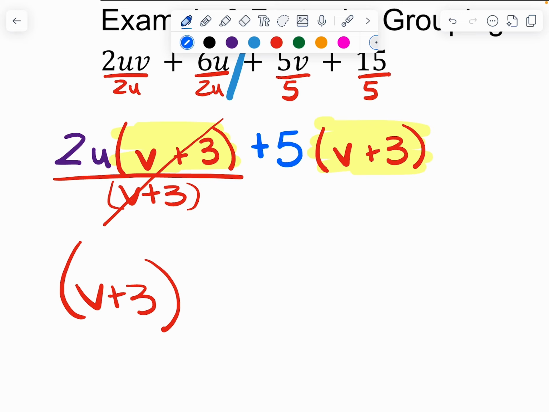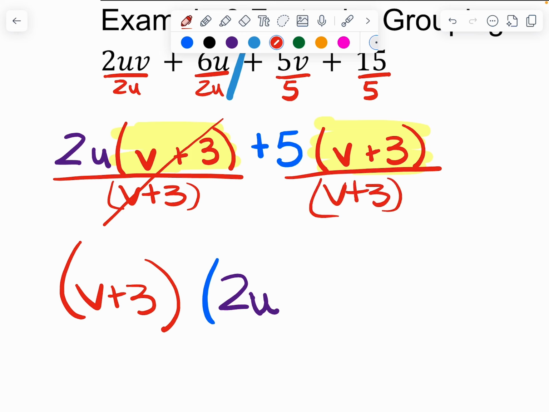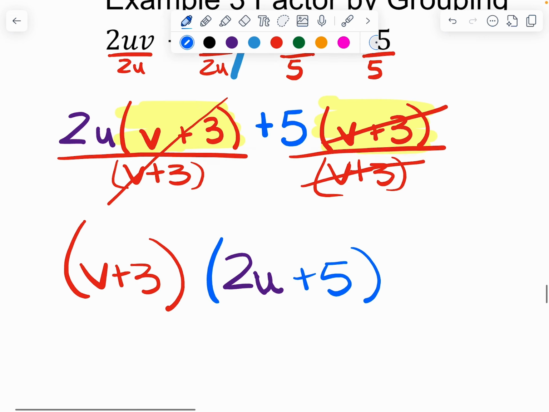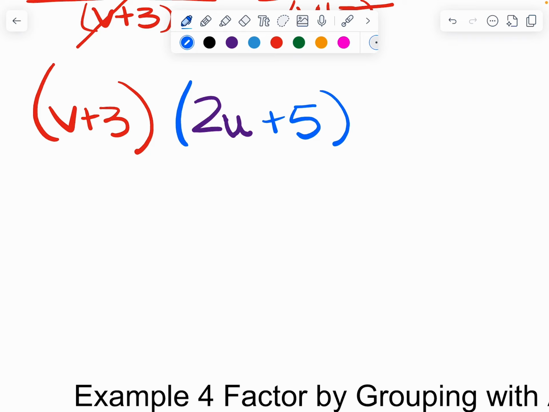What is left over? Don't I have a 2v left or 2u left over? Then over here, I'm going to divide this by v plus 3. When these cancel out, I'm left with the plus 5. And voila, you have it in factored form.